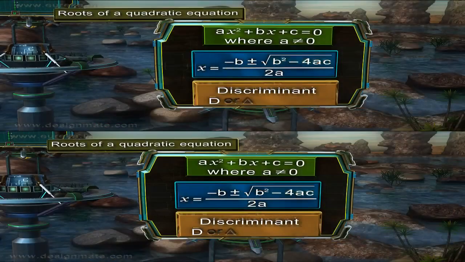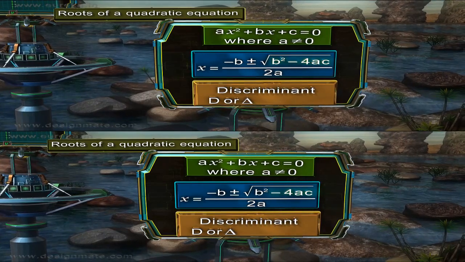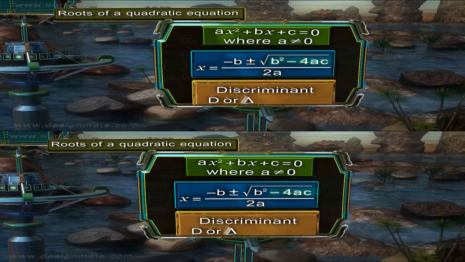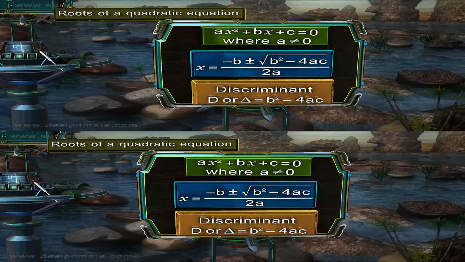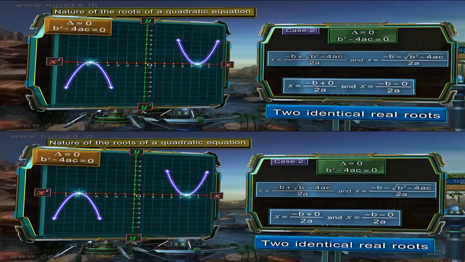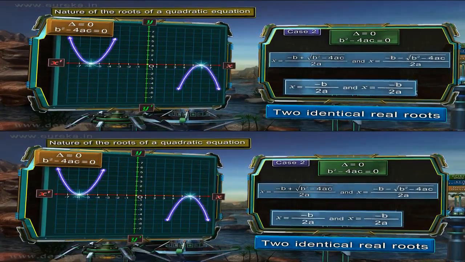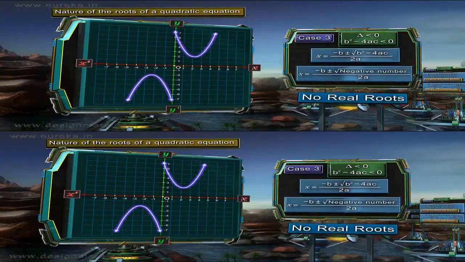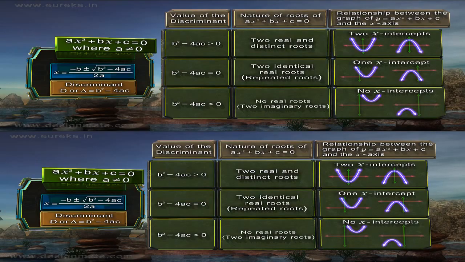Summary. In this session, we have understood the concept of the discriminant of a quadratic equation and how to use it to find the nature of roots of a quadratic equation. We've also learned to visualize the shape of the parabola using the discriminant.